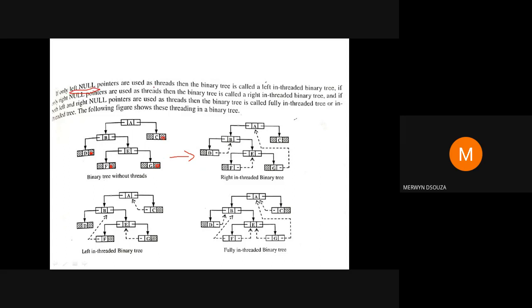Left null pointers are used as threads, then that binary tree is called a left in-threaded binary tree. And if the right null pointers are used, then that binary tree will be called the right in-threaded binary tree. If both the pointers are used, left as well as right, then that tree will be called a fully in-threaded binary tree, or simply an in-threaded tree. So this is the example of your fully in-threaded binary tree.